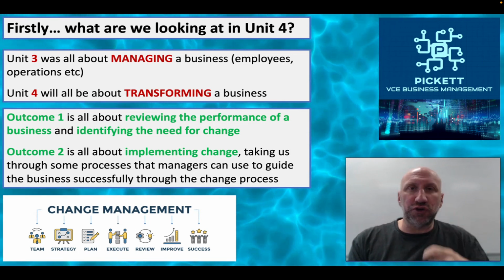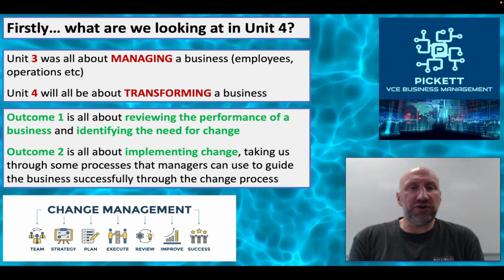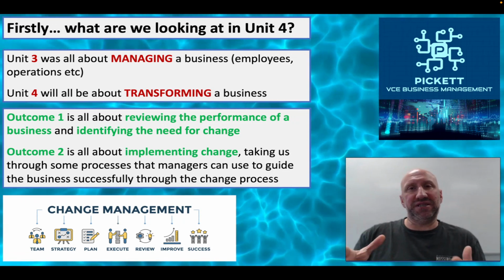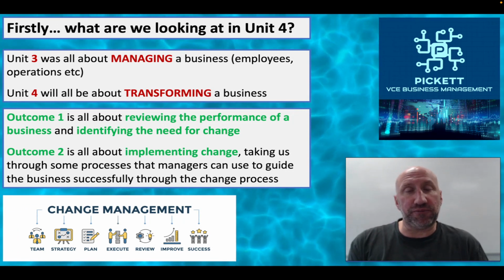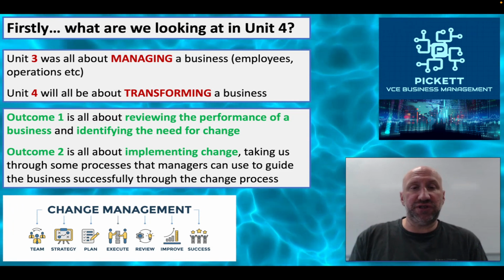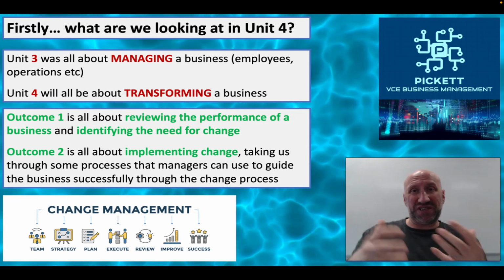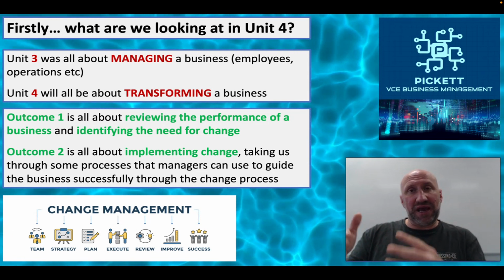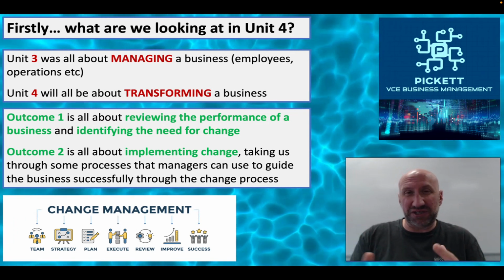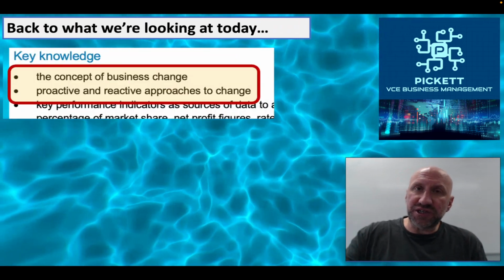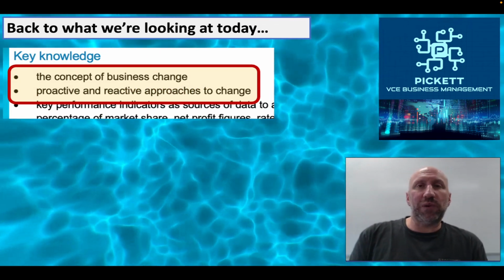And then outcome 2, although they're weighted 50-50, there's more content in outcome 2. That's all about actually taking a business through change. Okay, so implementing the change itself. Taking us through some of the processes that managers can use to guide the business successfully through a change process. So outcome 1, just identifying the need for change in a business, and then outcome 2, actually how we manage that change within the business. That's how this is structured, okay? So that's the unit and the outcome breakdown. So back now to what we're looking at in this particular video.